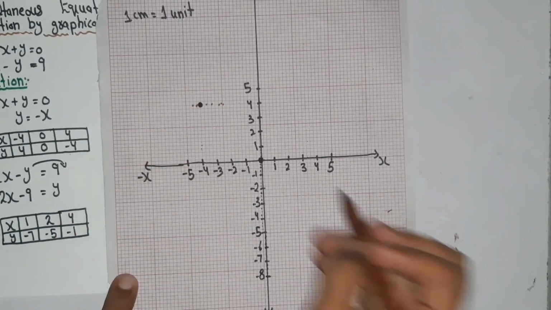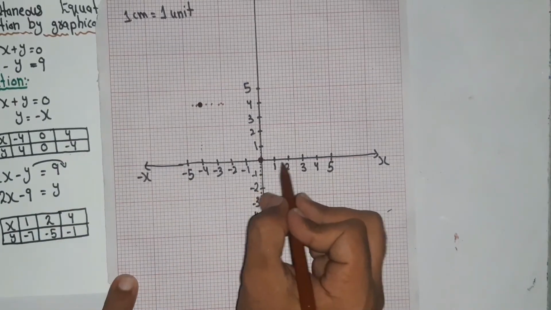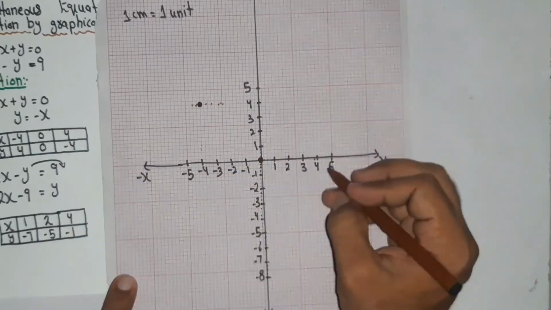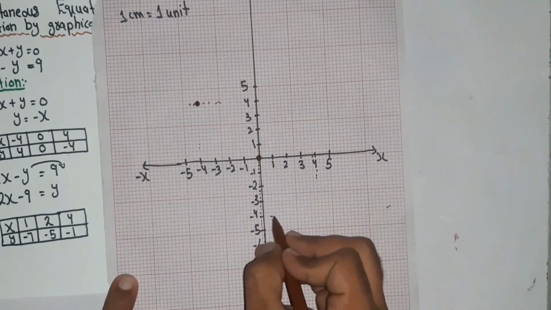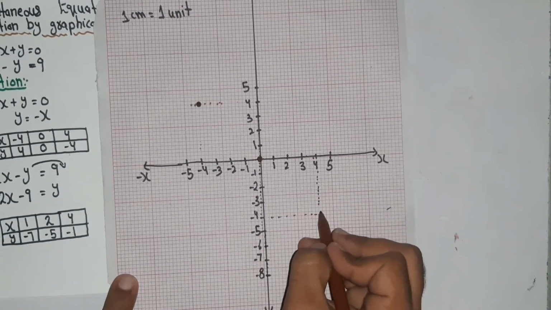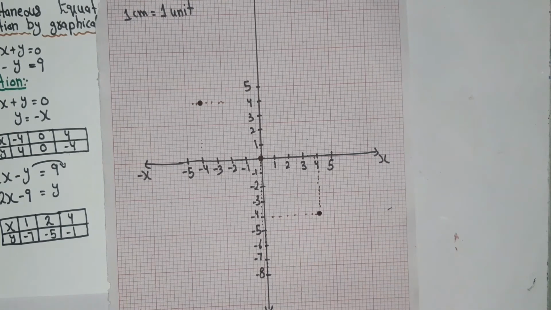Then we have 4, minus 4. 1 2 3 4. So it means that we have to move 4 values on the x-axis. 1 2 3 4. Then minus 4. So here we have this point. Now we have to join these points.